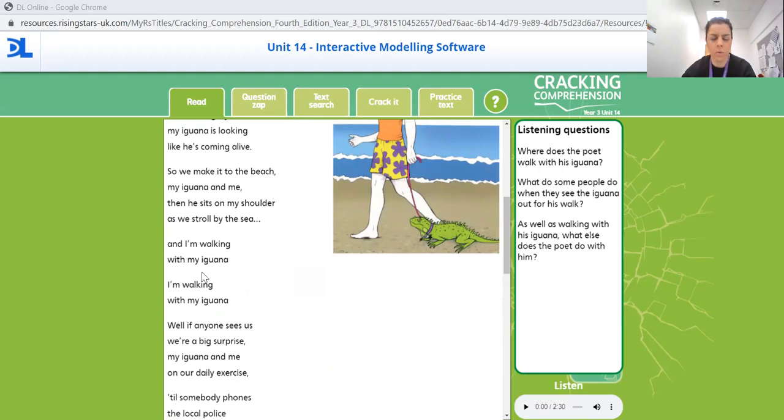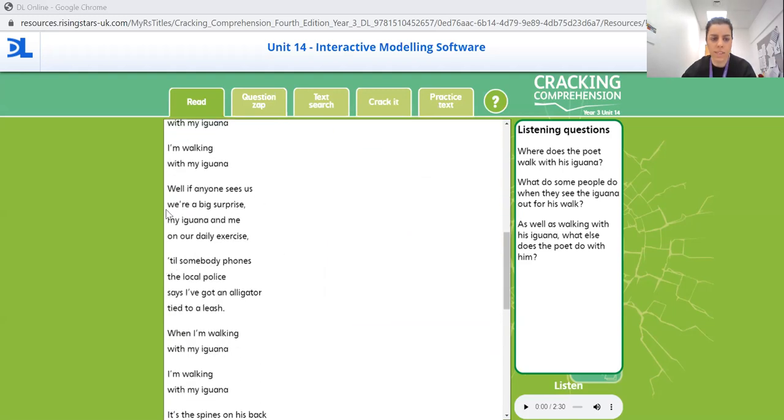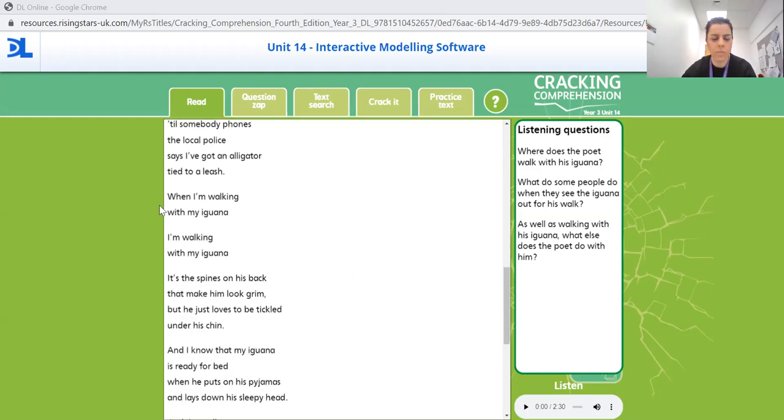And I'm walking with my iguana. Well, if anyone sees us, we're a big surprise, my iguana and me, on our daily exercise, till somebody phones the local police. So that says I've got an alligator tied to a leash. When I'm walking with my iguana.